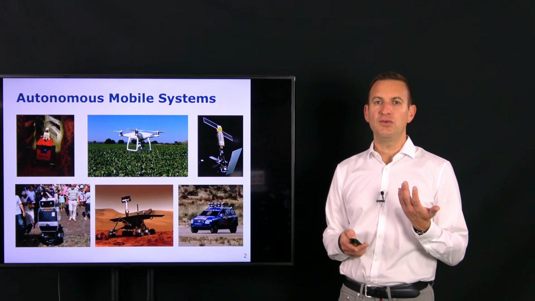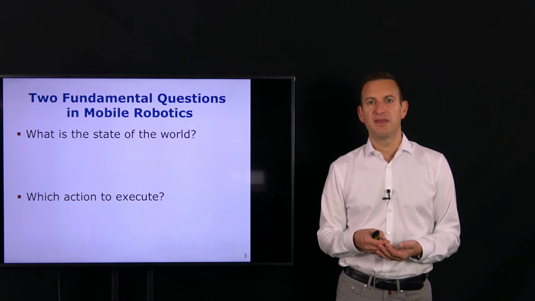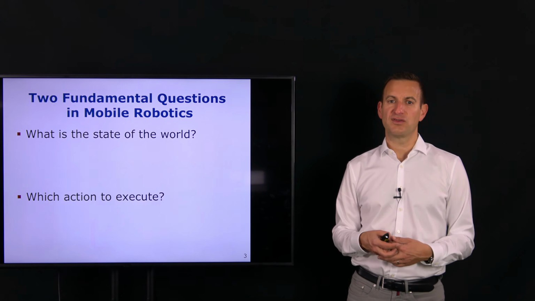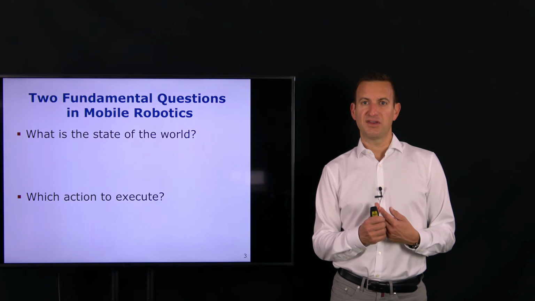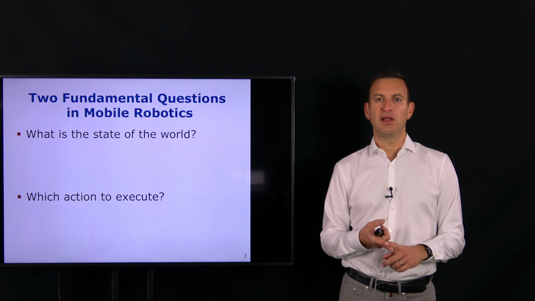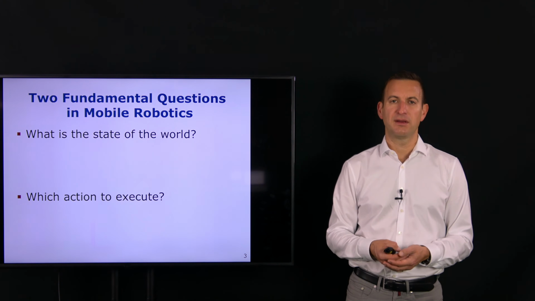If you look into the fundamental problems or fundamental questions that we can raise in mobile robotics, then these are those two questions here. First, what is the state of the world? And the second one, which action should I execute in order to reach a certain goal state, a desired goal state, a place where I want to be?